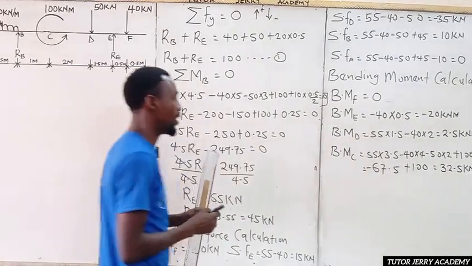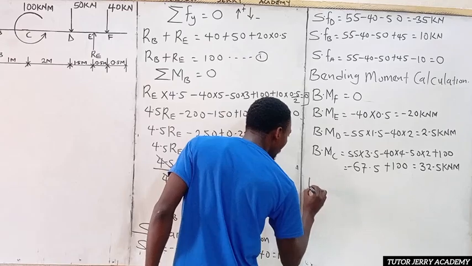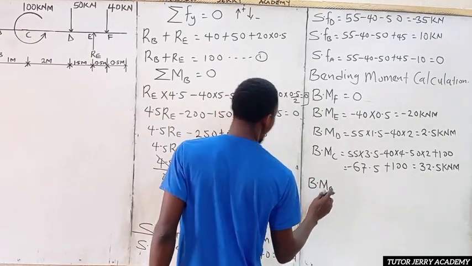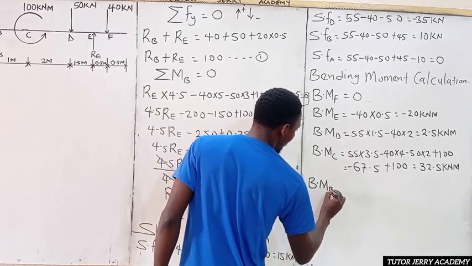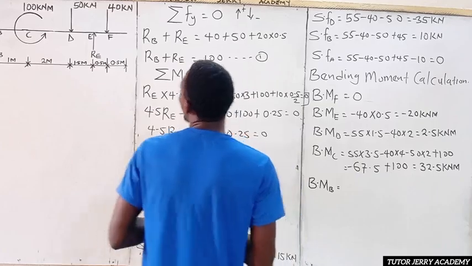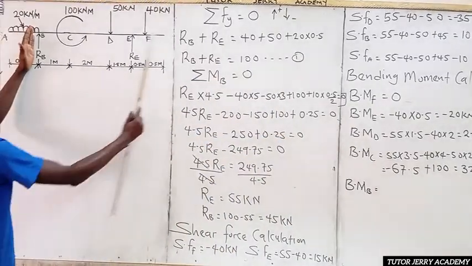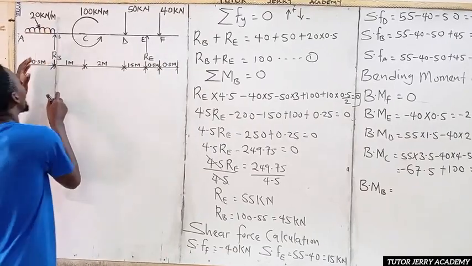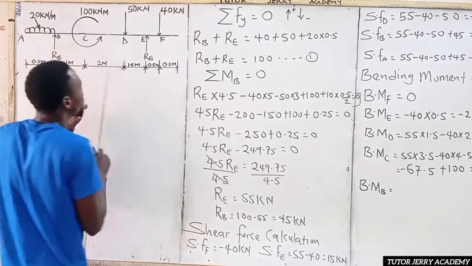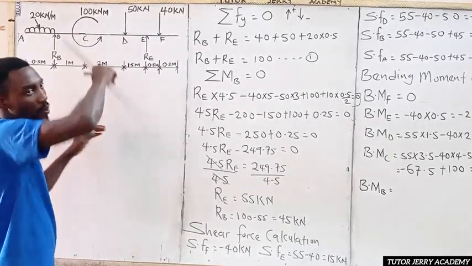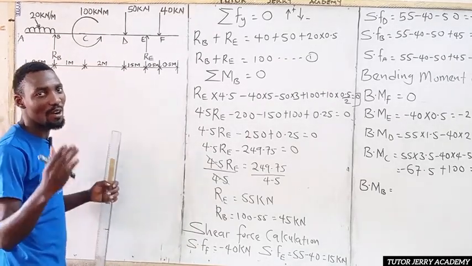The bending moment at point B. Instead of us taking the moment from this side to this side, we can just decide to take the moment from this side, because we know that clockwise moment will be equal to what? Anti-clockwise moment. I don't know if you still recall from your physics.